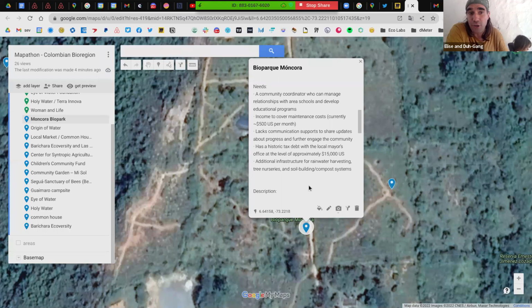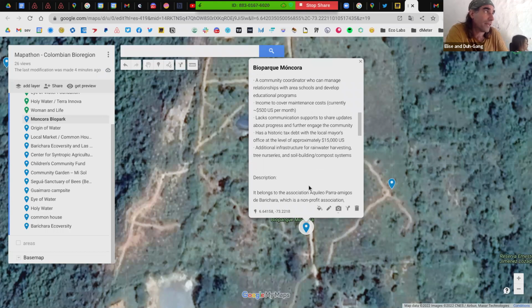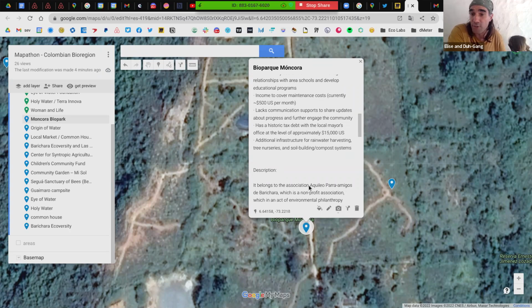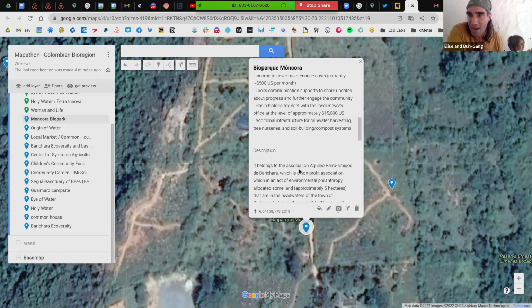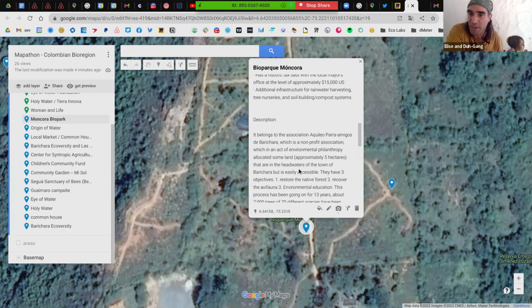And then in terms of infrastructure, I think that they could really benefit from having better tree nurseries and seed banks and other things that could make it an anchor location for helping replicate reforestation practices across the territory. So maybe that'll be my summary of the bioparque for now, unless there are any questions before we go into the mapping.